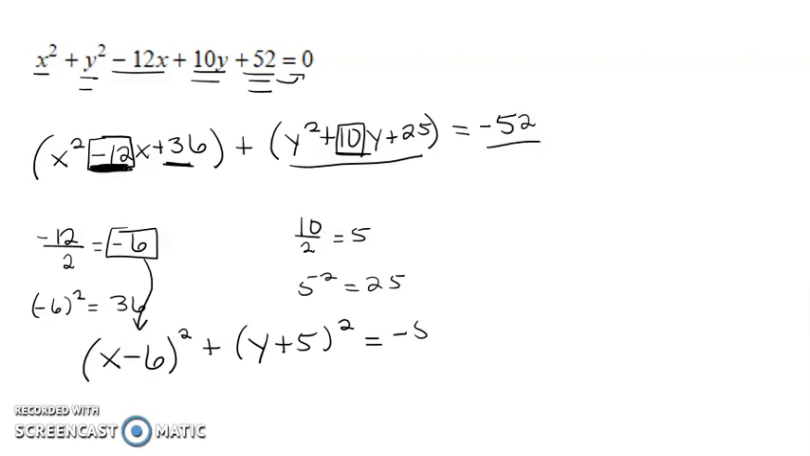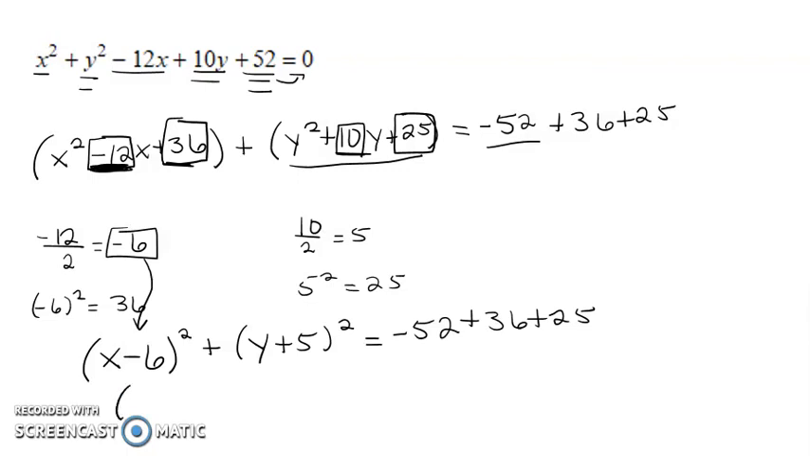I've got this negative 52 here. Now, I also added 36 and 25 to this side of the equal sign, so I have to do the same thing over here. So plus 36 plus 25.